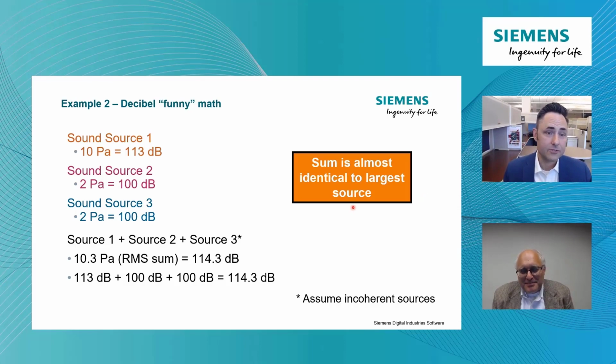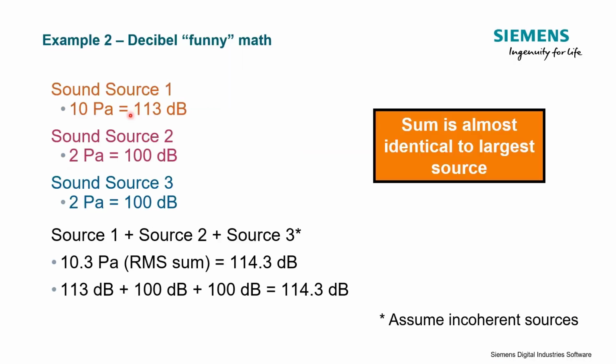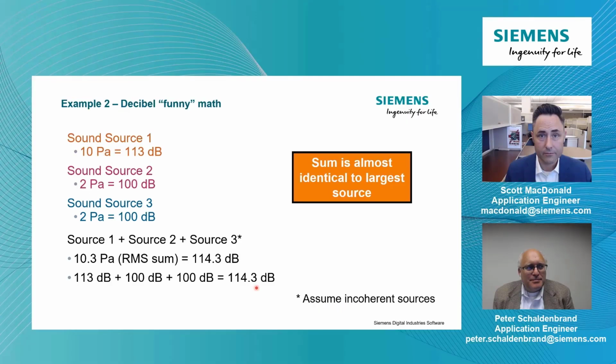But yeah, Pete's right. The sum is almost identical to the largest source. Source number 1 is 113. We add 2 100 dB sources on top of that 113, and we really only get to 114.3, okay? So 113 plus 100 plus 100 is 114.3, okay? Again, we've got to do this RMS sum, but we see that the largest source dominates, okay?